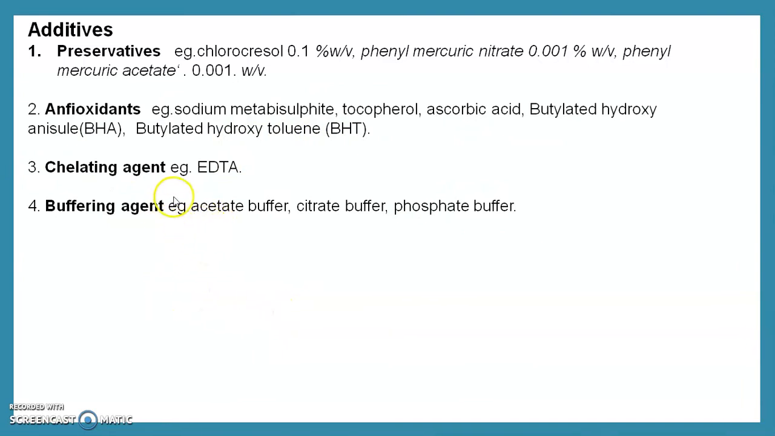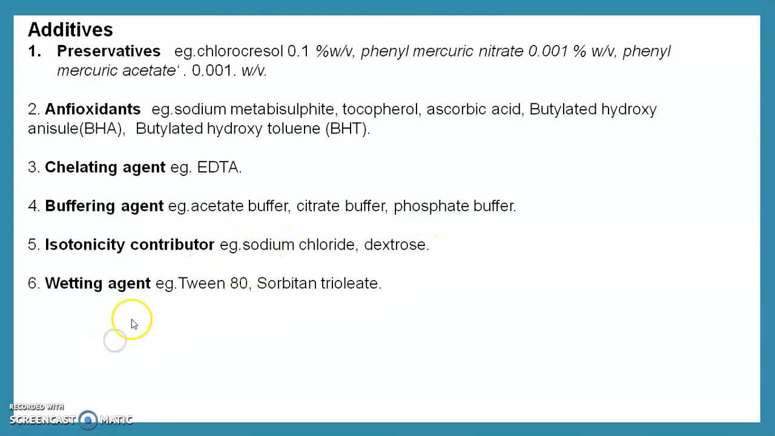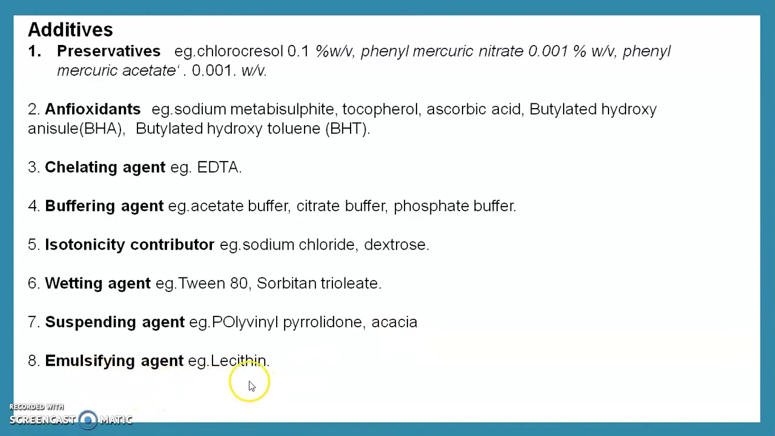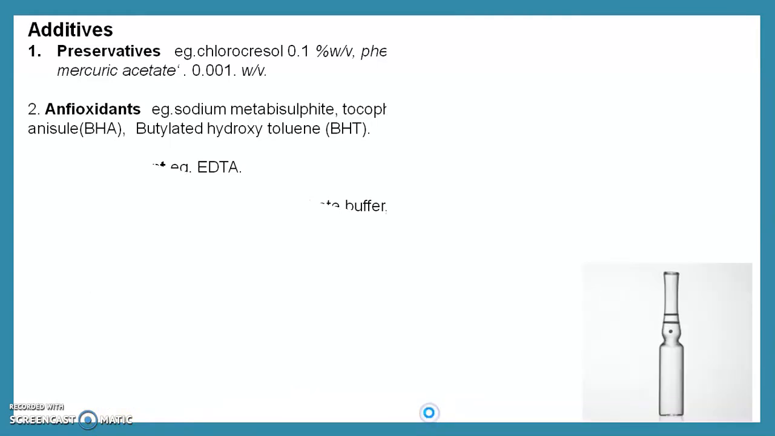Buffering agents, for example acetate buffer, citrate buffer and phosphate buffers, are used in parenterals. Isotonicity contributors are sodium chloride and dextrose. Wetting agents are Tween 80 and sorbitan trioleate. Suspending agents are polyvinylpyrrolidone and acacia. Emulsifying agent is lecithin. Viscosity contributor in a parenteral preparation is glycerine.